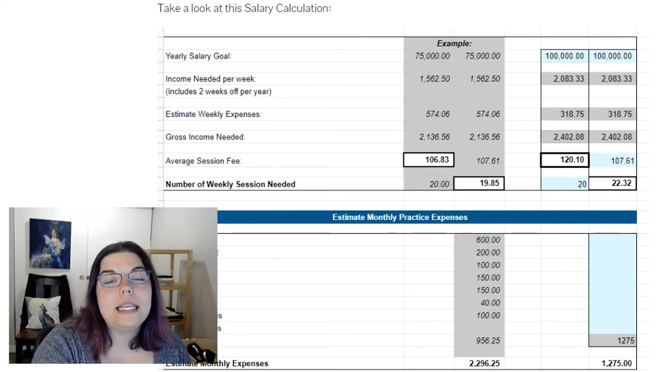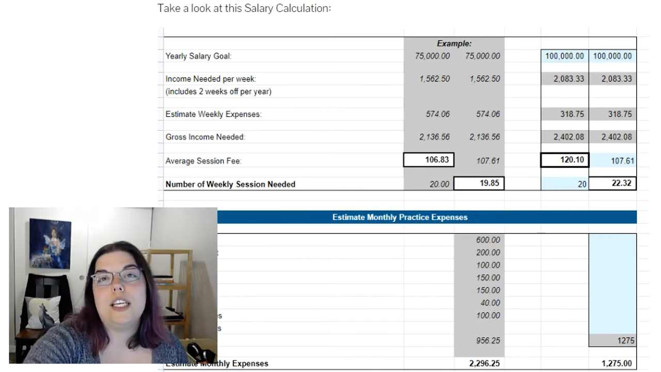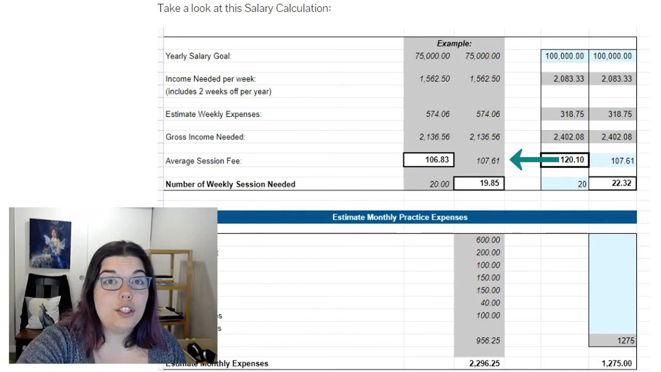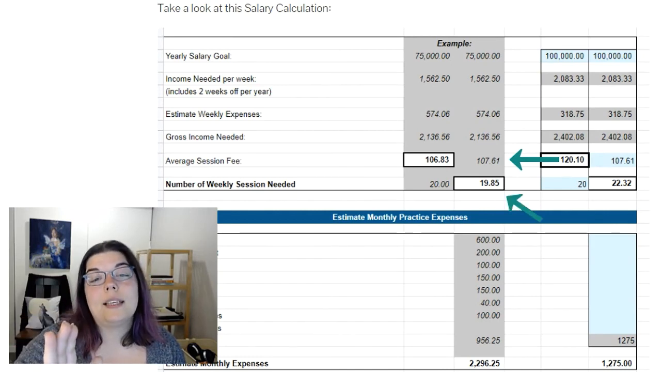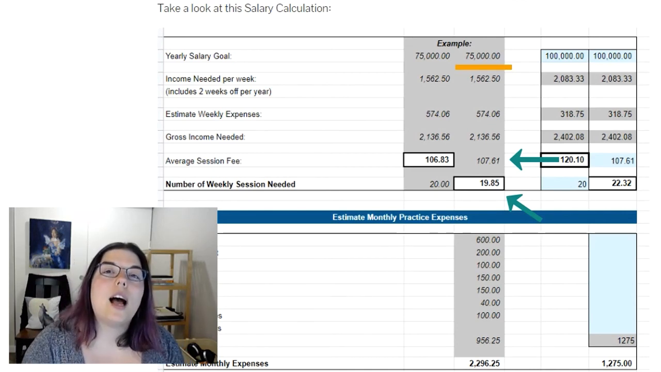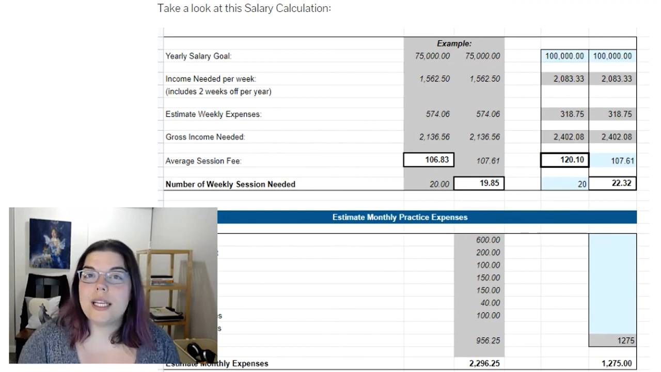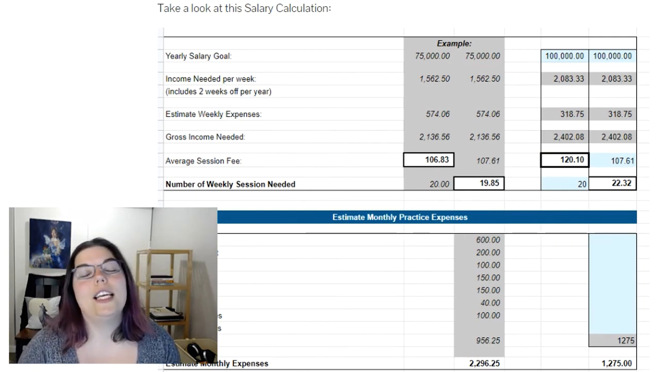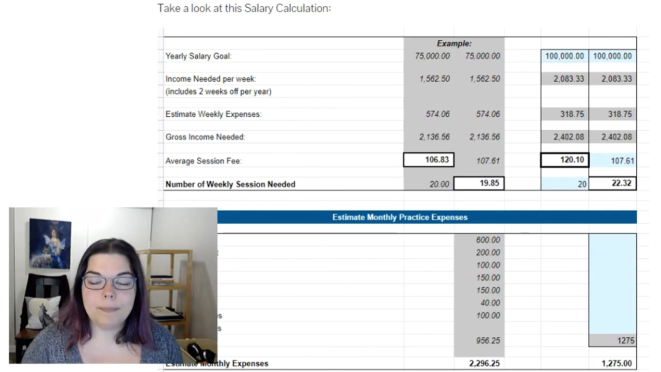But in these examples, if your average session fee is $106, you see 20 people a week and you make $75K. Now, if your average session fee is $107, then the number of people you need a week is just under 20 and you still make just around $75K. So it varies, right? That's the biggest thing to keep in mind. Also, make sure you round your average number of weekly sessions up, since you can't really have a half session. So just one of the things to keep in mind.